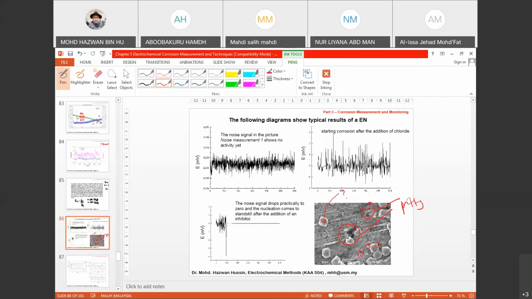Can someone guess? It looks like a crystal, and this one may be NaCl, I guess. Sodium chloride. Maybe the tested solution is a salt solution. Then you will have a crystal formation also.